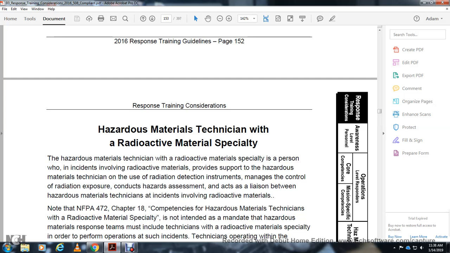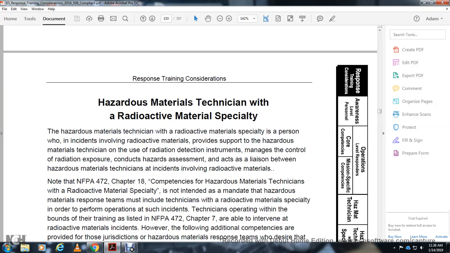Are you a hazmat technician, radioactive material specialist? A hazmat technician, radioactive material specialist is a person involved with radioactive material, providing support to the hazmat technician with radiation detection instruments, control of radiation exposure, and conducting hazard assessment, acting as an active liaison between the hazmat technician and the incident involving radioactive material, as noted by the National Fire Protection Association 472.